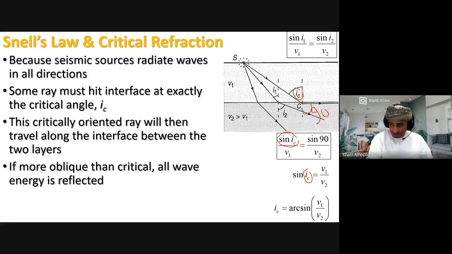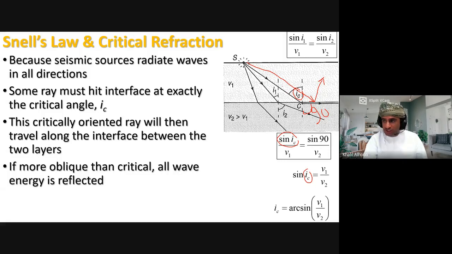After the critical angle, if there is another ray moving in this direction, most of the energy will not be refracted, it will be reflected. So anything beyond the critical angle, most of the energy is reflected back to the surface. So this is a reflection.